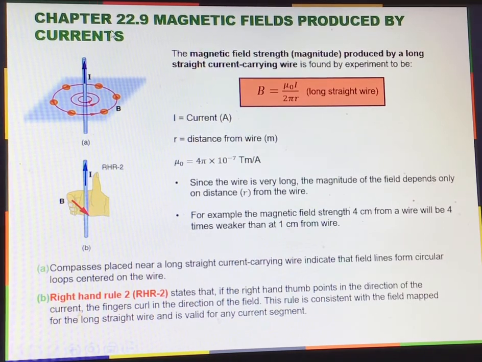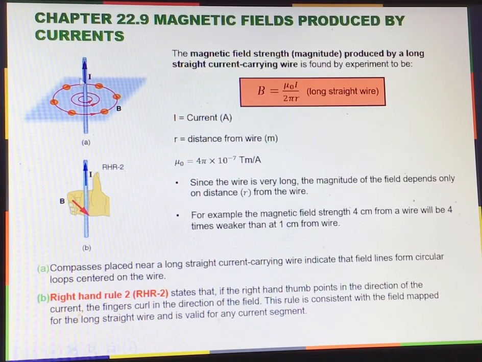All right, so now we're going to move on to section 22.9, and this is talking about magnetic fields produced by currents. So basically, we're trying to understand exactly where magnetic fields come from. So we can produce a magnetic field from a wire. In this example, you have a wire that carries a current, and the current is moving in the upward direction. And so for the case of a very long straight wire, the strength of the magnetic field can be calculated using this equation right here.